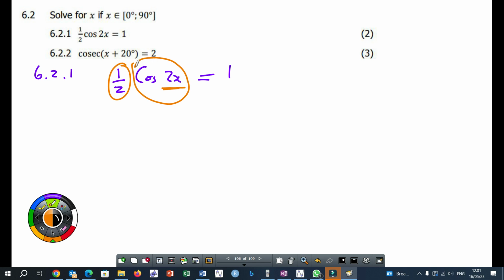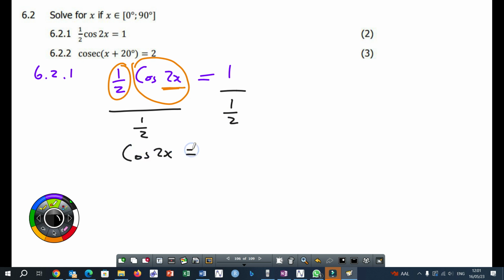So first step, divide both sides by half. So you get cos 2x is equal to 1 divided by half, which will give you 2. Are you following that? Now you must take cos to the other side, and you'll get 2x equal to arc cos of 2.